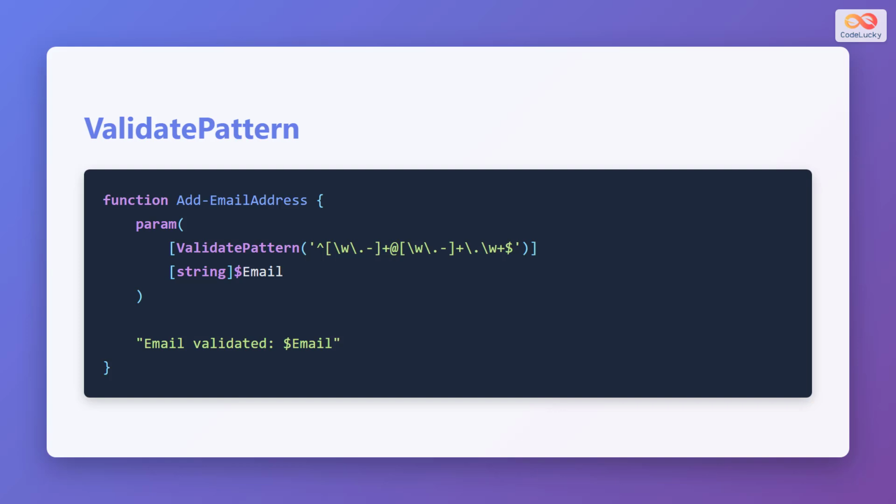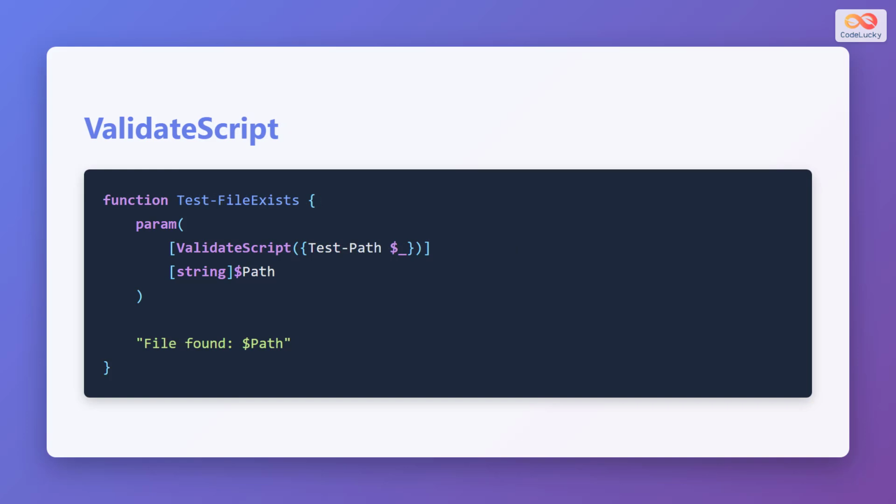ValidatePattern uses regular expressions to validate that a string parameter matches a specific pattern. This is extremely powerful for validating formatted data like email addresses, phone numbers, or custom identifiers. In the addEmailAddress function, the email parameter must match a regular expression pattern for email addresses. The pattern checks for word characters followed by an @ symbol, followed by a domain name and extension. If the input doesn't match this pattern, validation fails. This ensures you only process properly formatted email addresses.